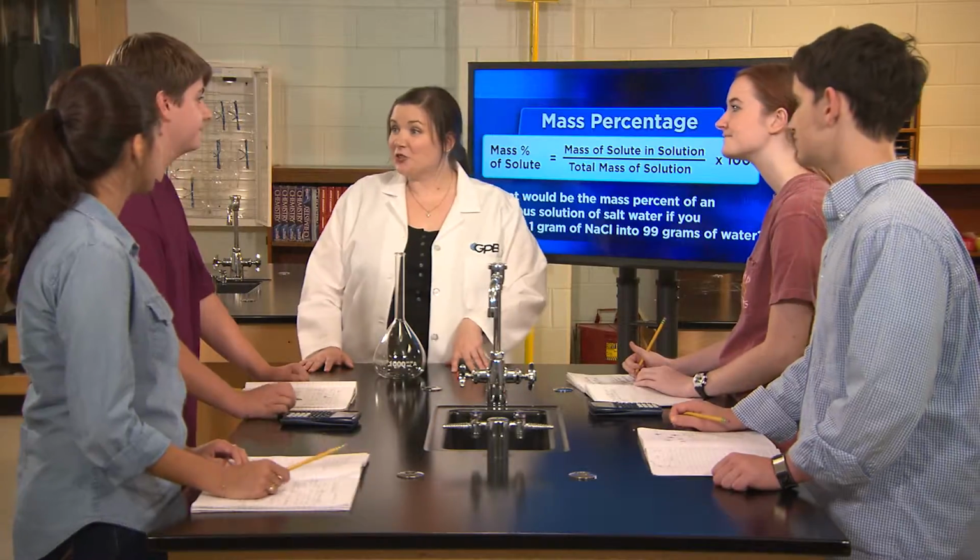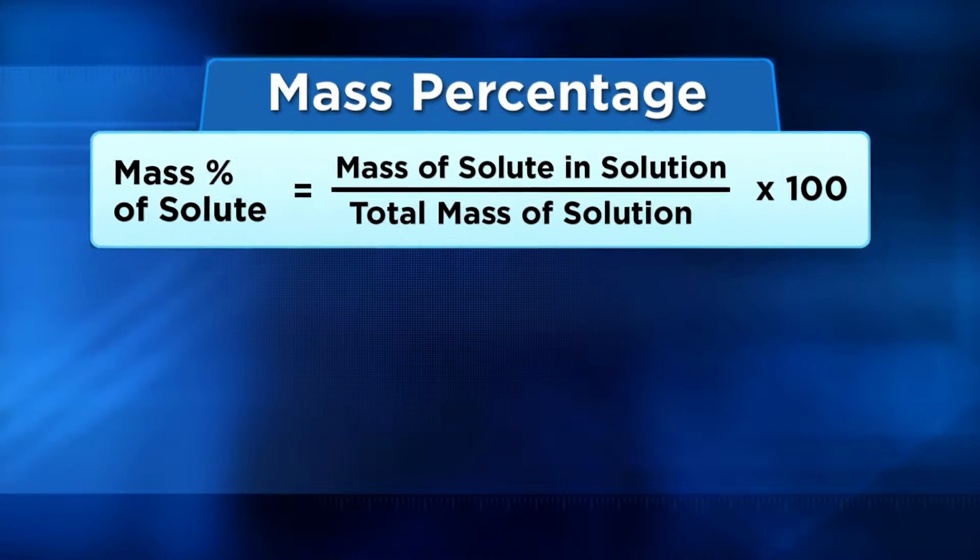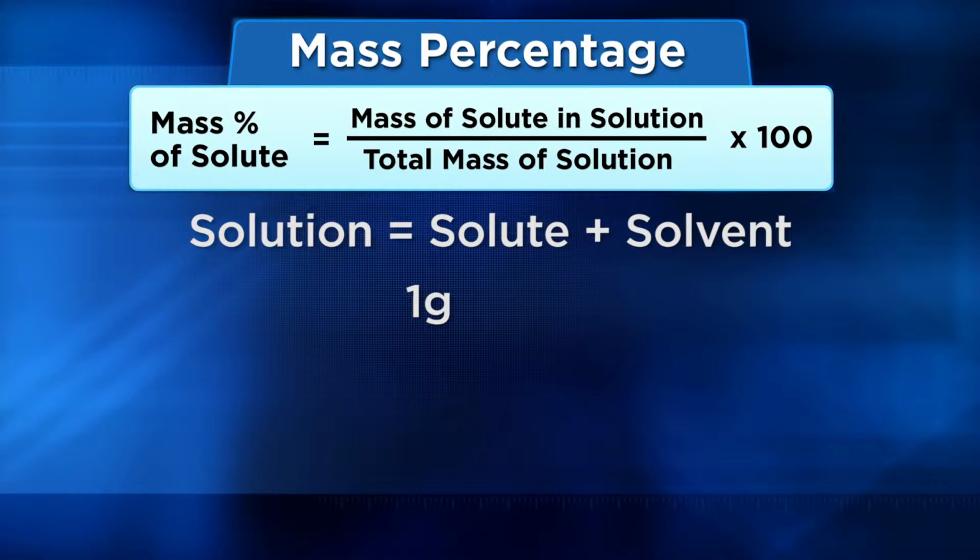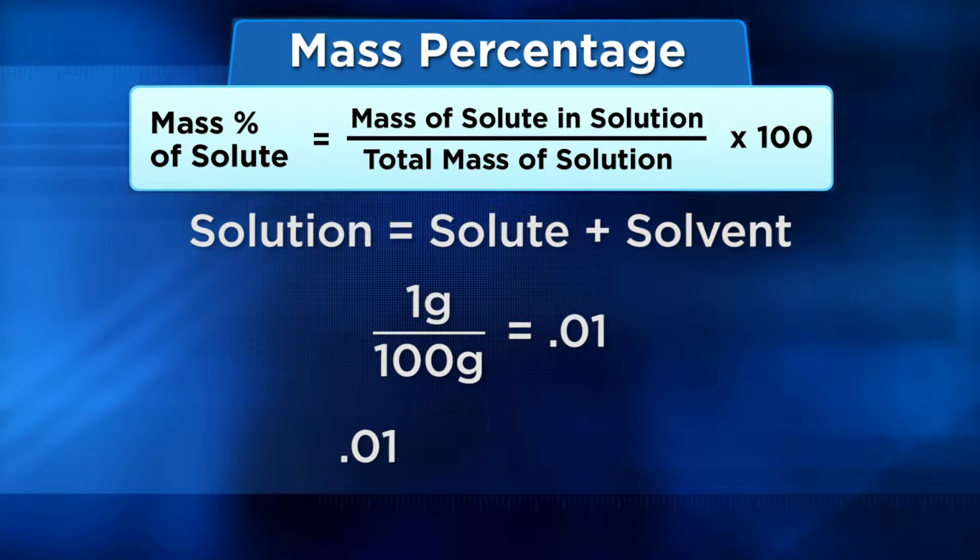It would be 1%. That's correct. How did you get that? Well, since the mass of the solute is 1 gram, that would go into the numerator. So 100 grams would have to go into the denominator. Since that's the total mass of the solution, then divide and you get 0.01. So I just multiplied 0.01 times 100 to convert it to a percentage, and that is 1%. Very good.